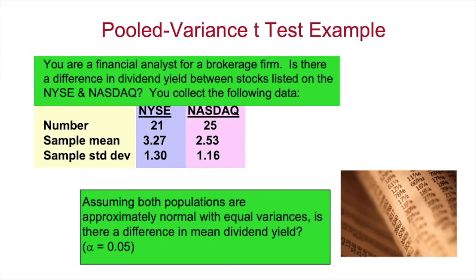So you have 21 stocks from NYSE, you have 25 stocks from the NASDAQ. You have a sample mean and a sample standard deviation for each of your samples. Right? So now, assuming that the populations are approximately normal and that their variances are equal, so this is our first case scenario, can we find that there is a difference in the mean dividend yield?